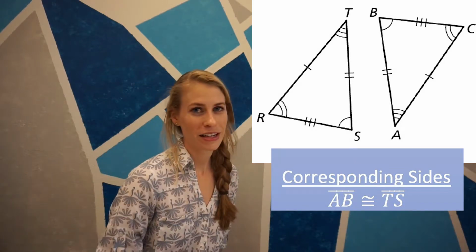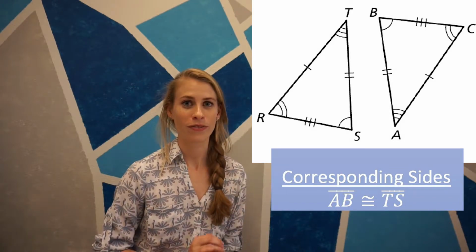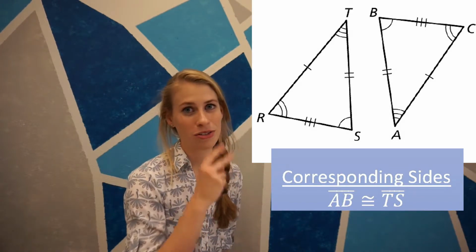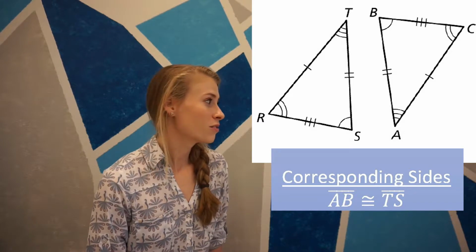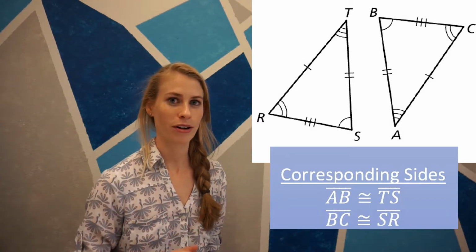Now let's look at BC. Side BC, if we notice, has 3 dashes. If we notice our other triangle, SR also has 3 dashes on its side. So therefore, side BC is going to be congruent to side SR.